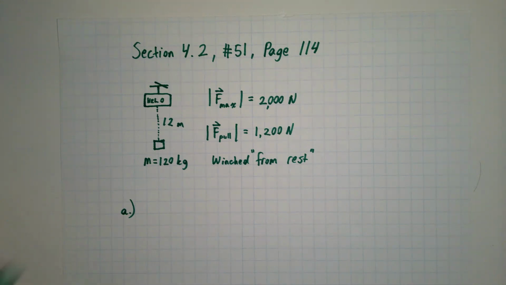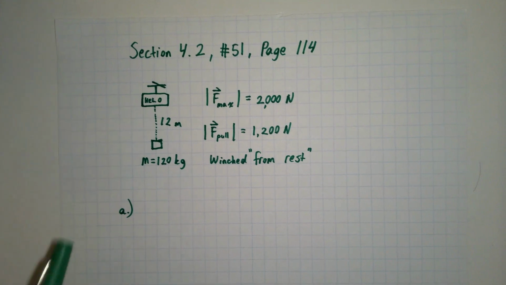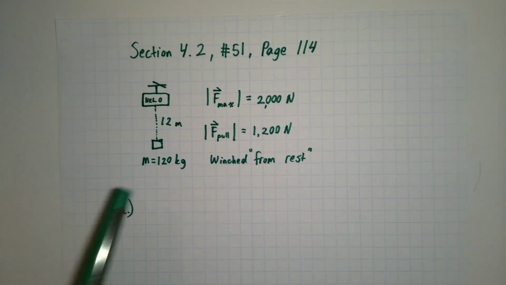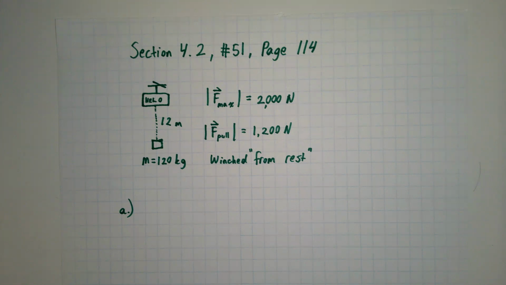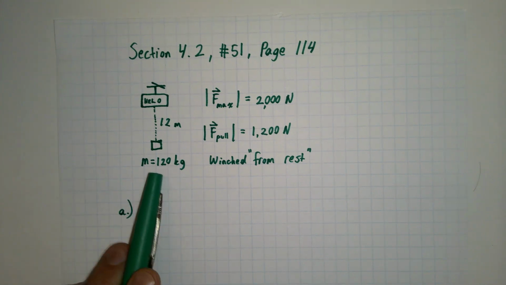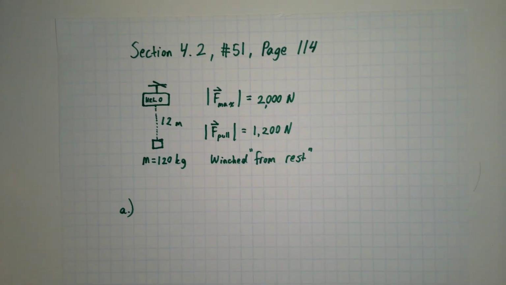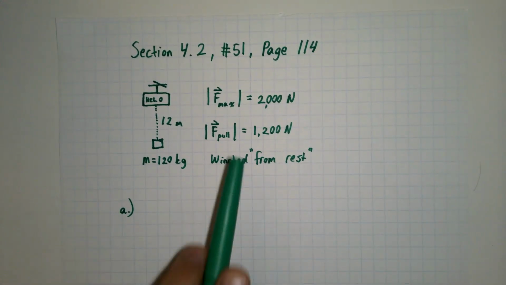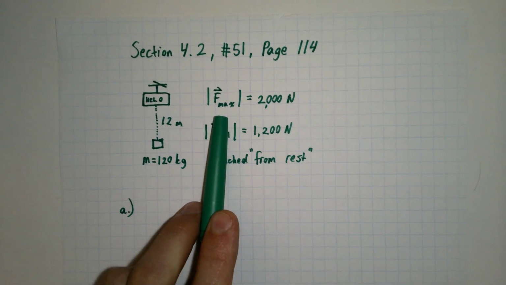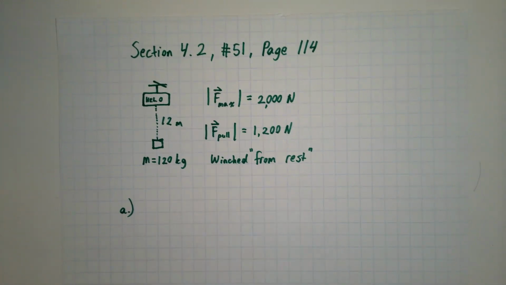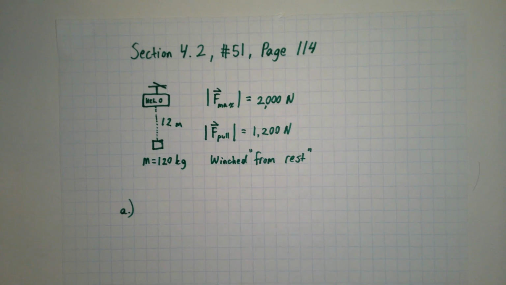All right, so we have a winch that's 12 meters long going down to two people that are hanging from the end of that winch. The mass of those two people together combined, so the mass of our system down here, represented by this box, is 120 kilograms. The maximum force that this winch can apply to any load is 2,000 newtons.